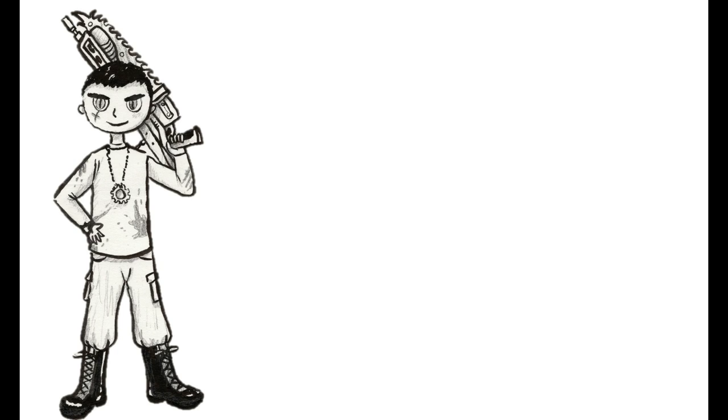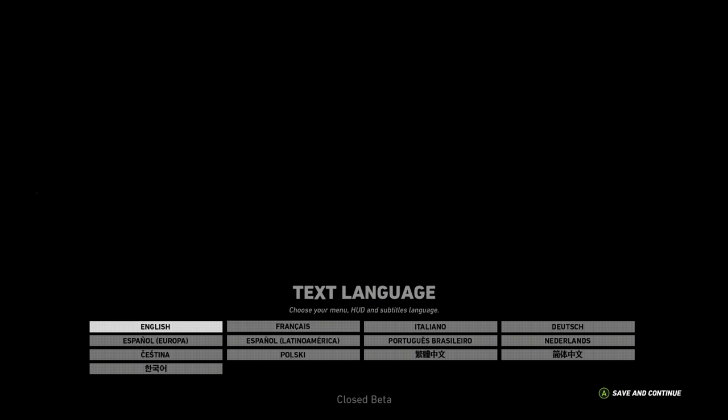Here is something that I have seen some people were wondering about: which languages are available in Ghost Recon Wildlands. As you can see here, it is English, French, Italian, German, Spanish, both from Europe and from Latin America, Portuguese, the Brazilian version, Dutch, Polish, Chinese, Japanese and Korean.